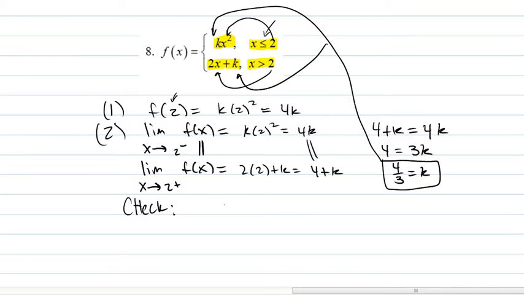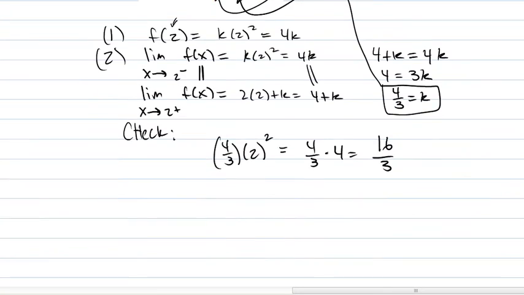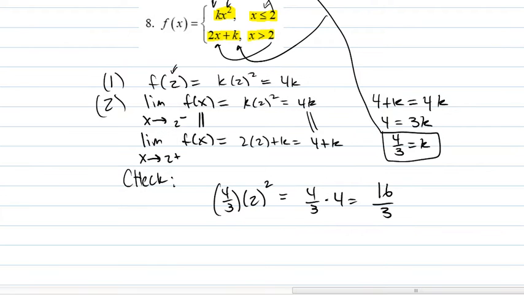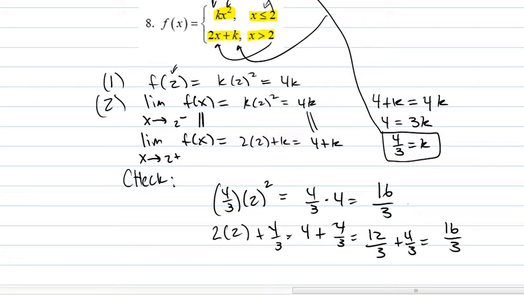Plugging in on the top the k, and then the x value will give me 4 thirds times 4, which is 16 thirds. Now from the right side, which is the linear function, it's going to be 2 times 2 plus 4 thirds, which is 4 plus 4 thirds. The same thing as 12 over 3 plus 4 thirds, and that is 16 thirds. So these two are the same, and that's how you check your work.